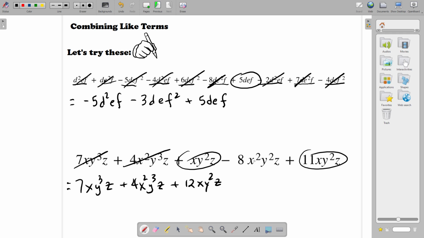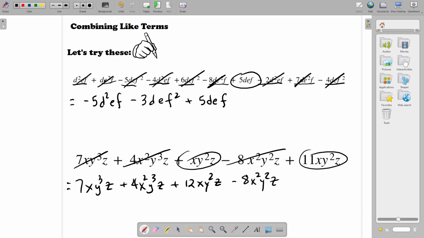And then finally an x squared y squared z. Very close. Have to be very careful. But there are no other x squared y squared z terms. So that term is by itself. Nothing to combine it with. So that entire expression simplified to 7xy cubed z plus 4x squared y cubed z plus 12x y squared z minus 8x squared y squared z.